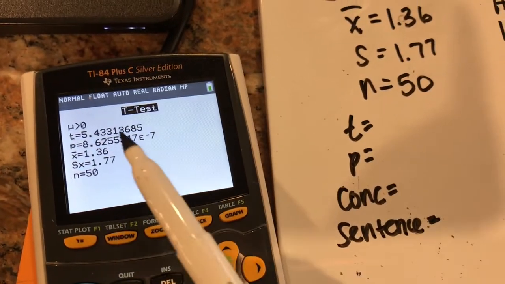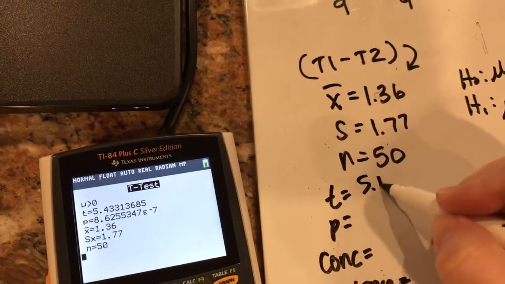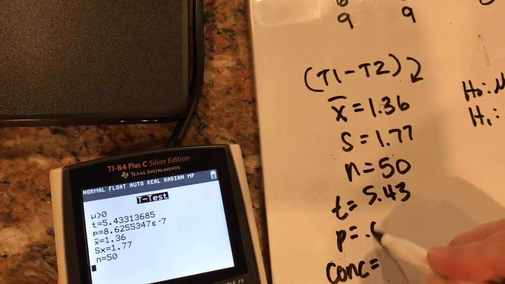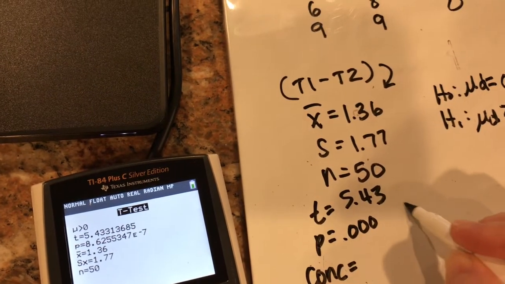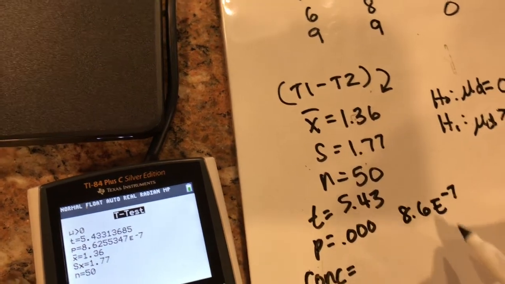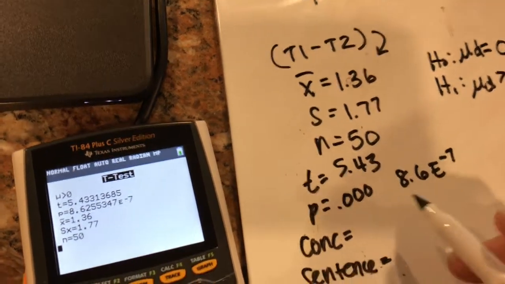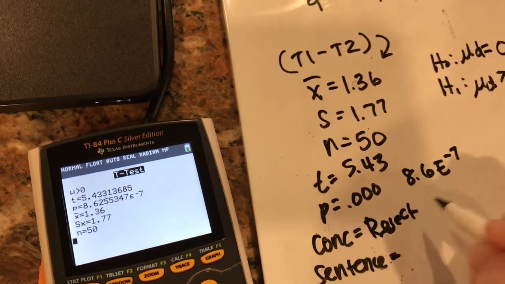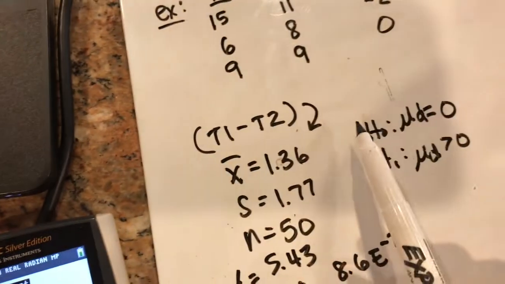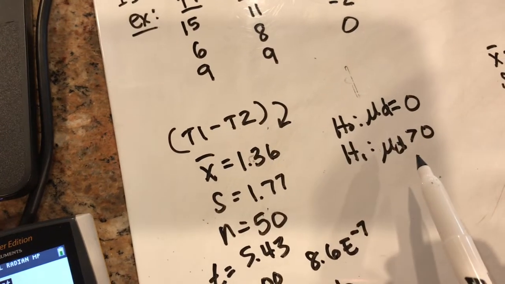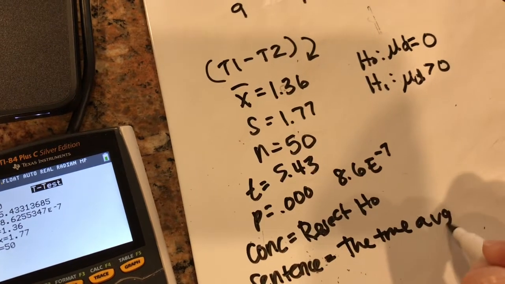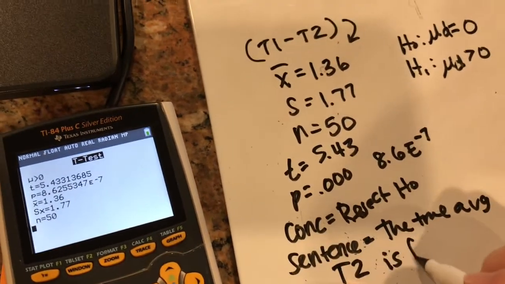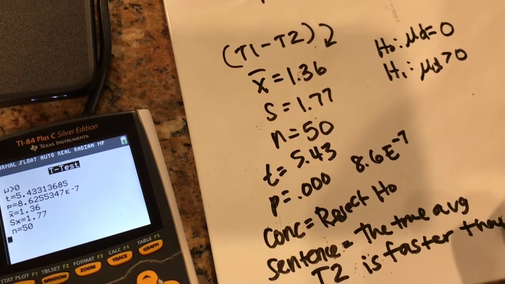So your test statistic, I had some questions. What's a test statistic? It's just your t-value, so 5.43. And our p-value, you can write it two ways. You can write 0.000, or you can write 8.6 e negative 7. Just know that's really, really small. So our conclusion is to reject the null. And if we reject the null, a lot of you guys said the difference is greater than 0, but actually answer the question: the true average trial 2 is faster than trial 1.